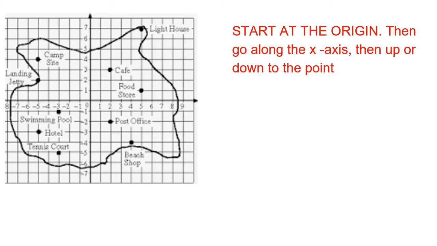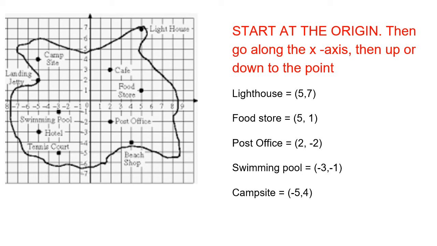And then the last one is the campsite. So what would the coordinate be for the campsite? Hopefully you've worked out then the campsite is -5, 4, because we went 5 to the left and 4 up. So your answers should be these, look. Okay, so just double check that you got them right and you understand how coordinates work, okay, before you move on.